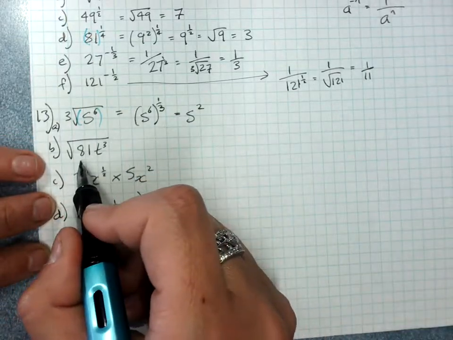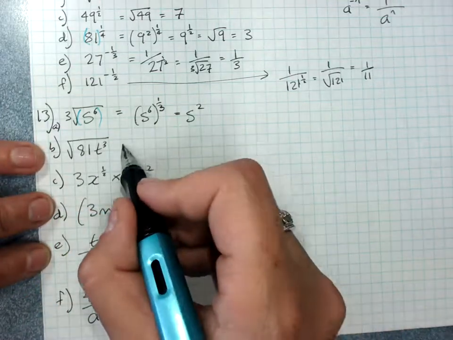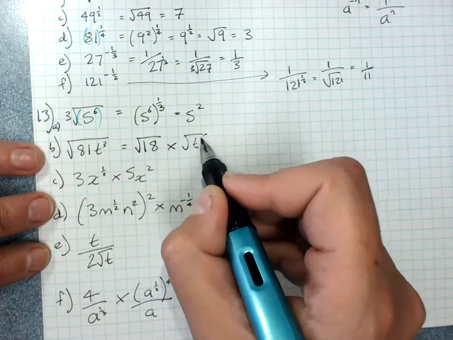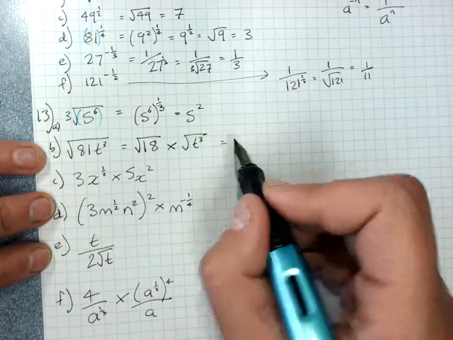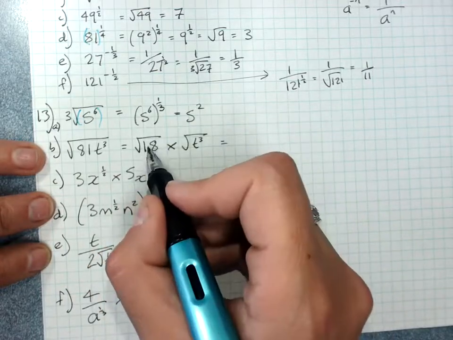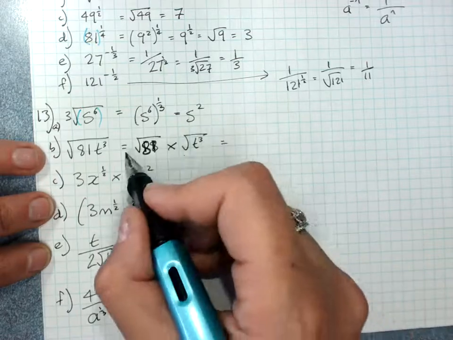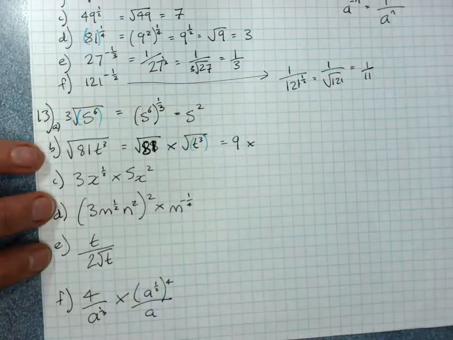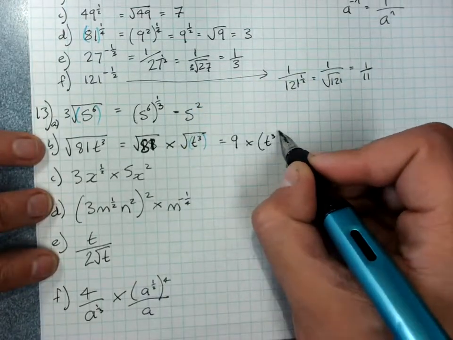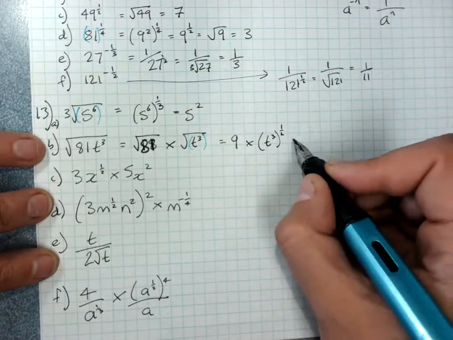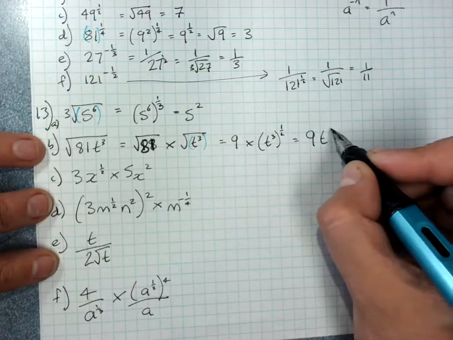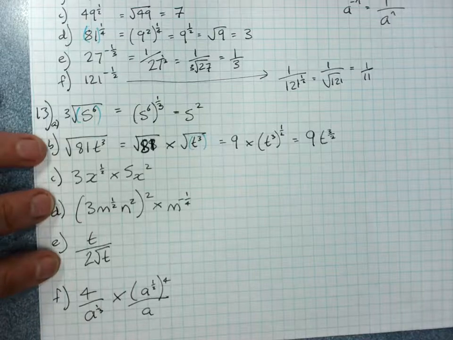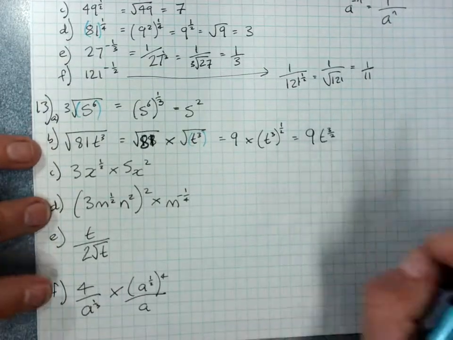When you've got a product underneath your surd, remember, you can separate that out. That is the square root of 81 times the square root of t cubed. 81, I'm sorry. Square root of 81 is 9. If you've got something under the root sign, pop it in brackets, because this is t to the power of 3 to the power of a half. So I've got 9 times t to the 3 over 2. Positive index form. Yep, good.